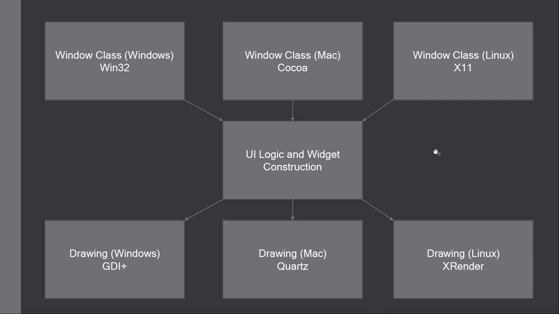And this is the design I came up with. Now, first we have the window class. And this is completely separate code on each operating system. On Windows, it's using Win32. On Mac, it's using Cocoa. And on Linux, it's using the X windowing system.